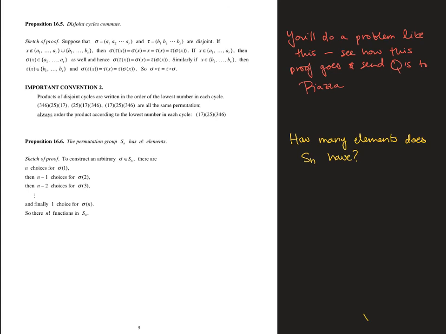Oh hey, how many elements does Sn have? Well, it's the number of ways we can rearrange n things, which we tend to call n factorial. And that's our rip-roaring video on permutations.